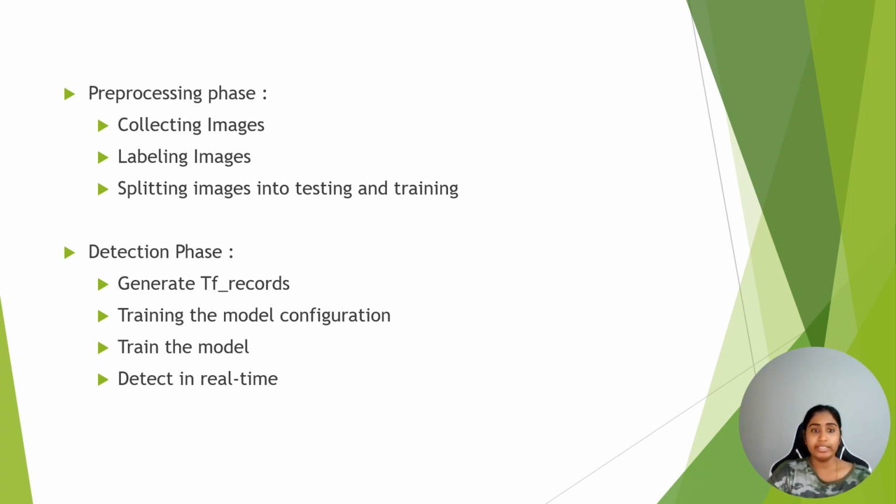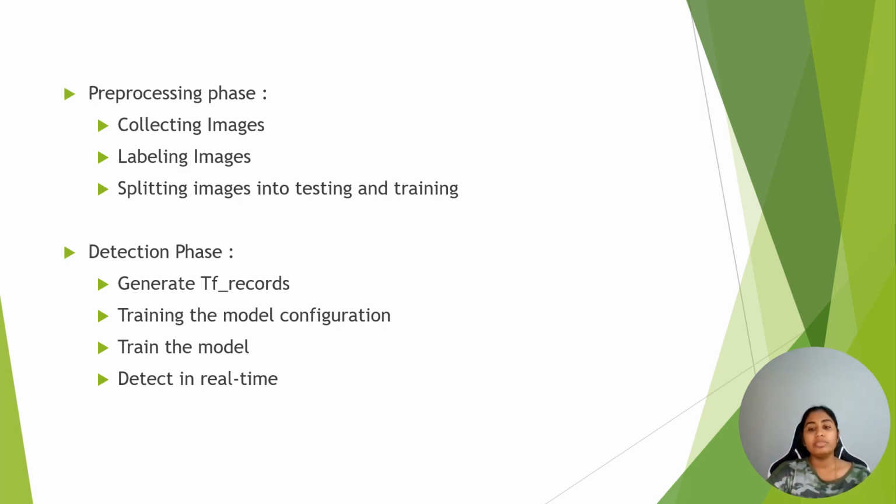When it comes to the detection phase, we are generating the TF records. Here we use the TensorFlow Object Detection API, an open source framework which makes it easier to develop, train, and deploy models. Two TF records are taken, one for training and one for testing. We have also taken the pre-trained model, SSD MobileNet V2 320 by 320, from the TensorFlow model zoo.